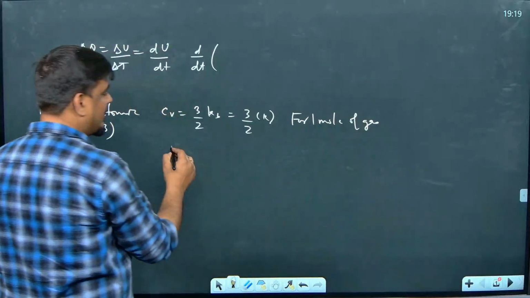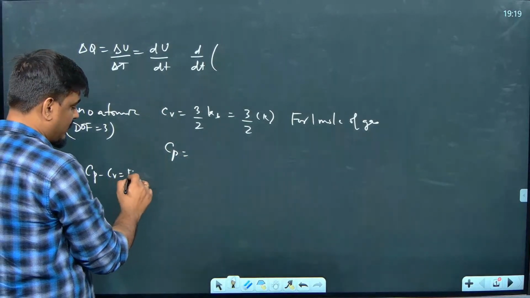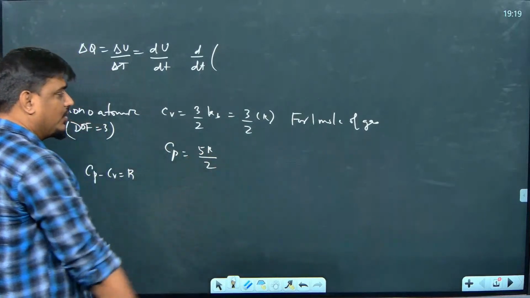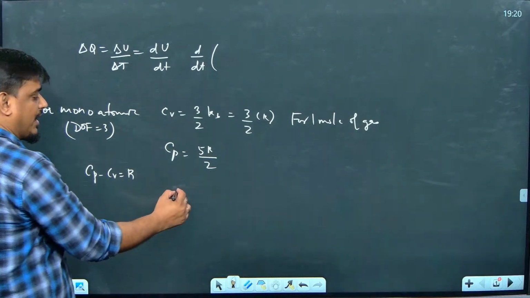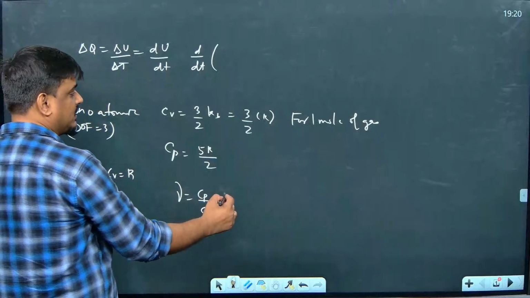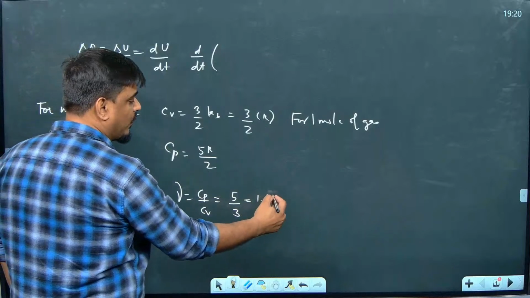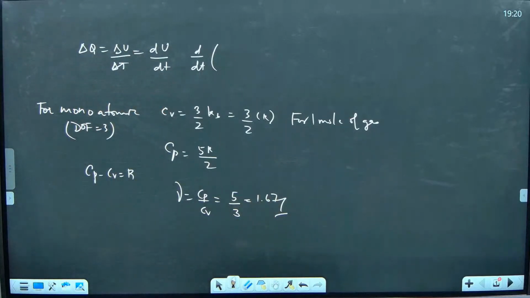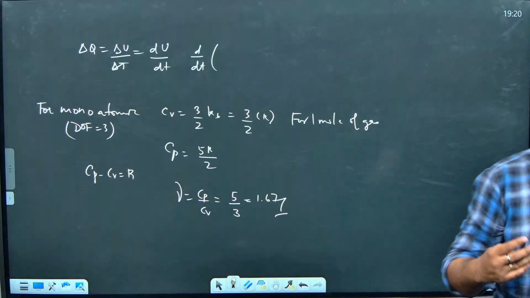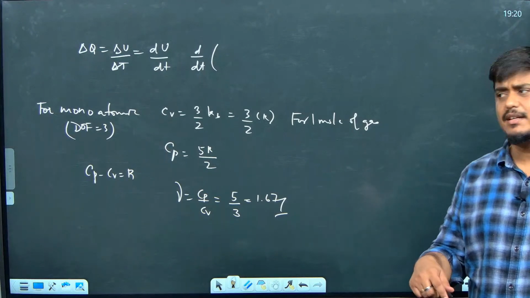Then we found the value of Cp from the relation Cp minus Cv equals R, and got Cp as 5R by 2. By knowing Cp and Cv, we found gamma, which is Cp by Cv, equal to 5 by 3, which is 1.67. I hope you remember this. The same way we can find the values of Cp and Cv of each gas, and the gamma of each gas.